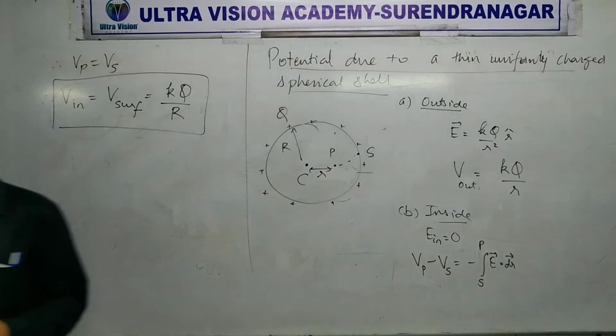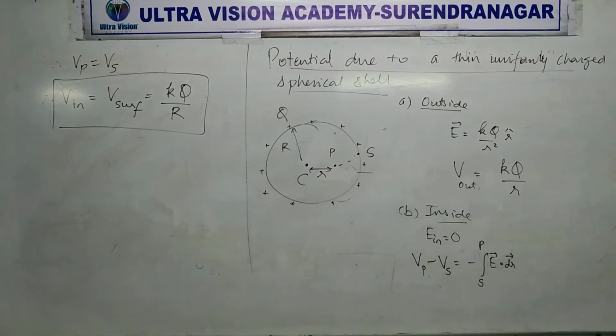So the formula meaning of potential. If someone says what's the formula of potential? So KQ by small r. First ask: due to what and where? We have it due to a point charge. We have it due to a dipole. Do you remember? And now we have it due to a thin spherical shell. But we have inside and outside.